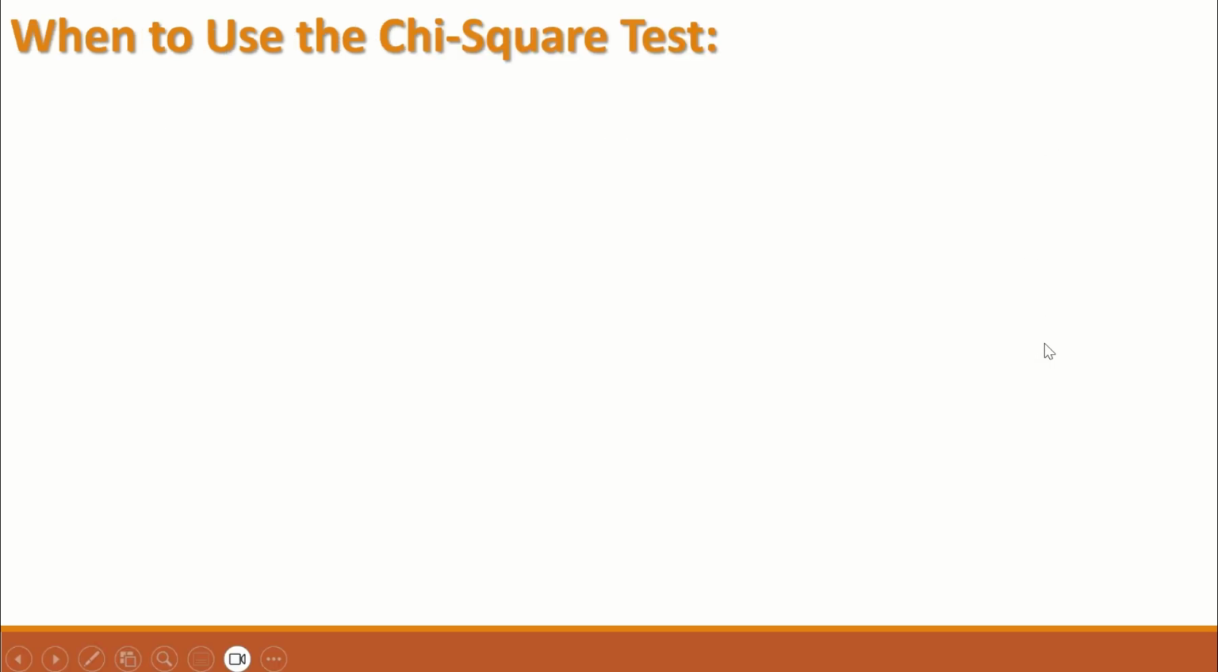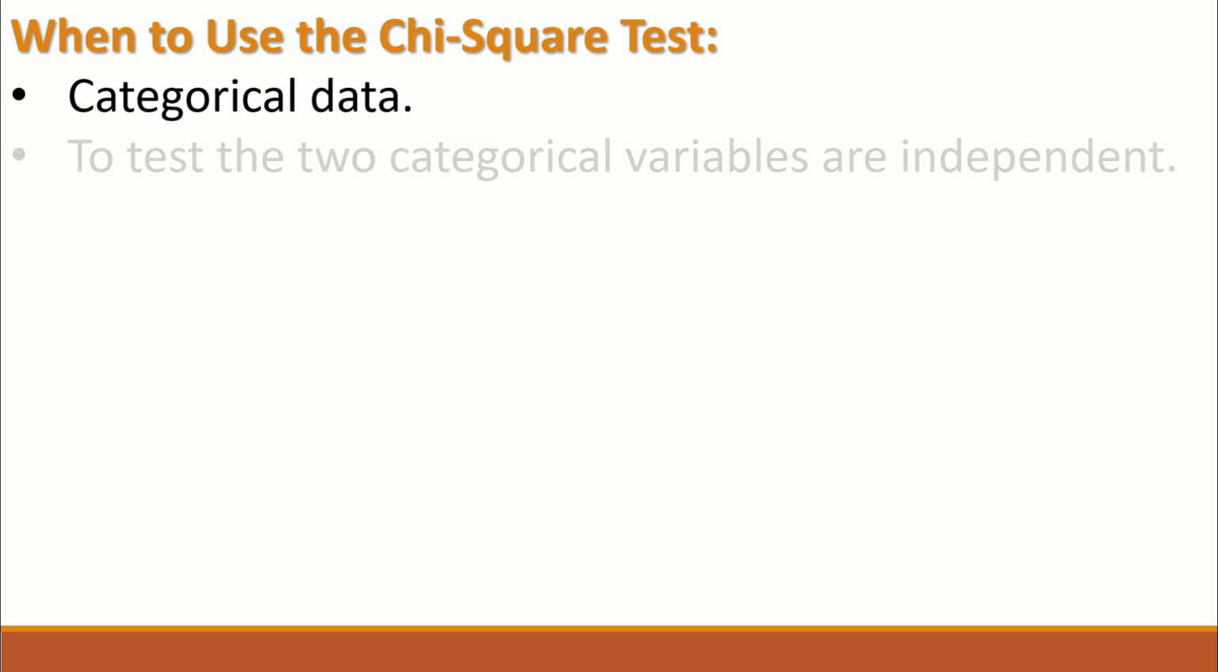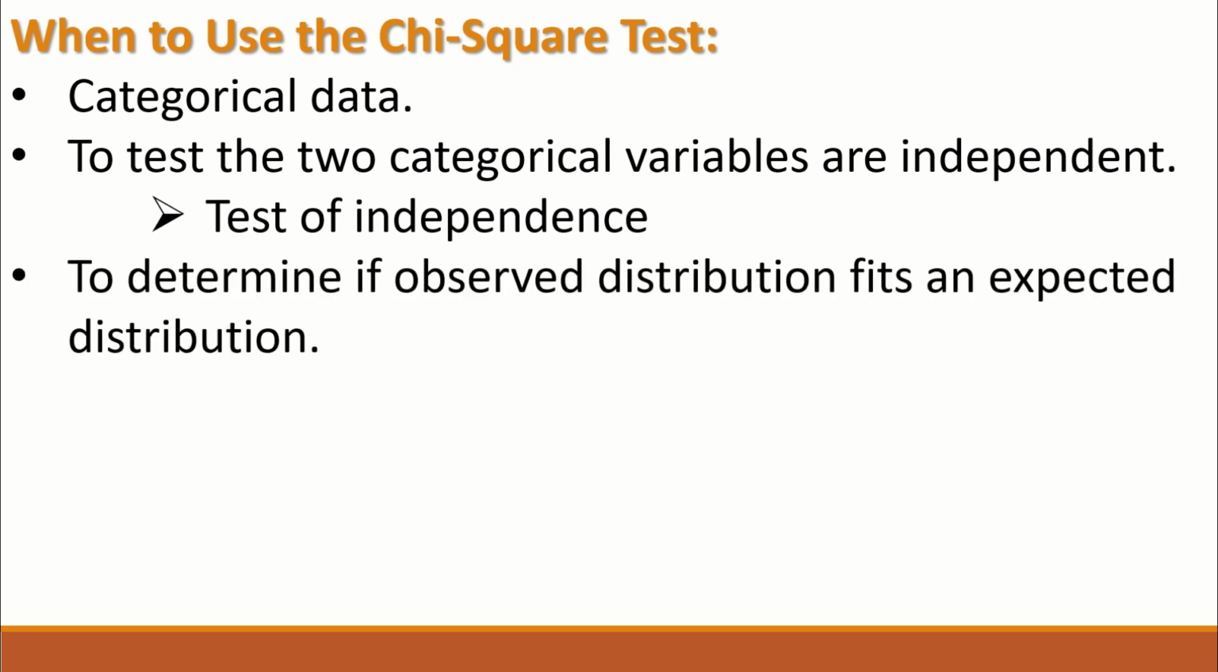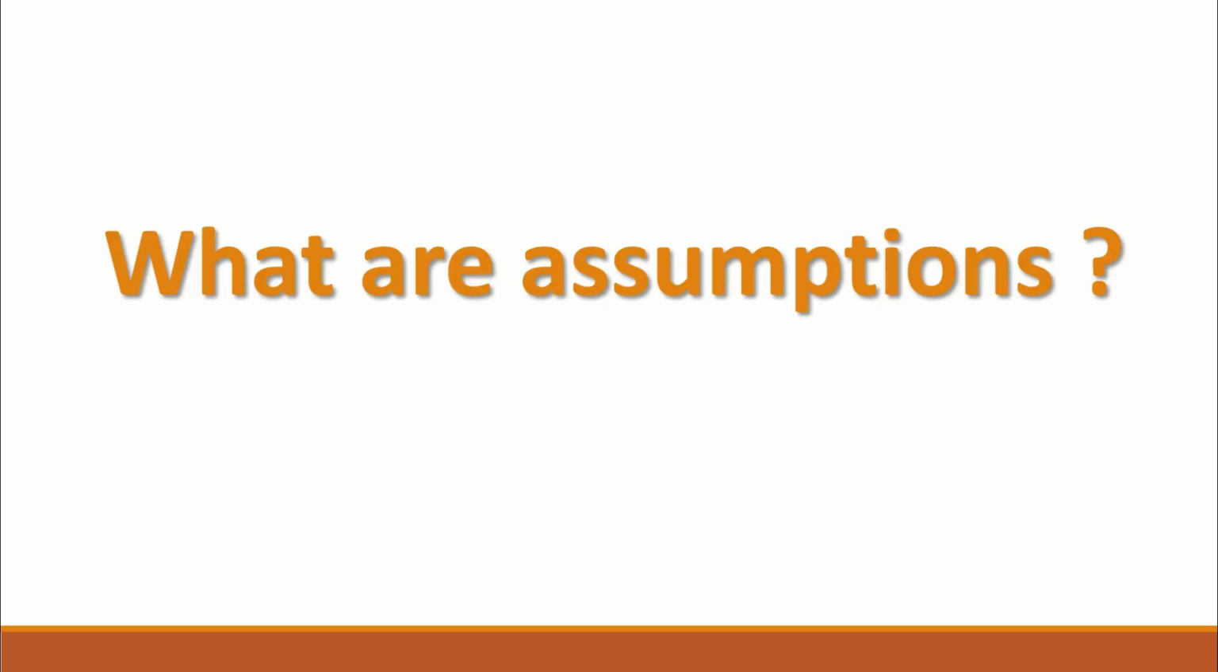When to use the chi-square test: when the data are categorical. To test whether two categorical variables are independent, the test of independence will be used. To determine if the observed distribution fits an expected distribution, then the goodness of fit test will be used.